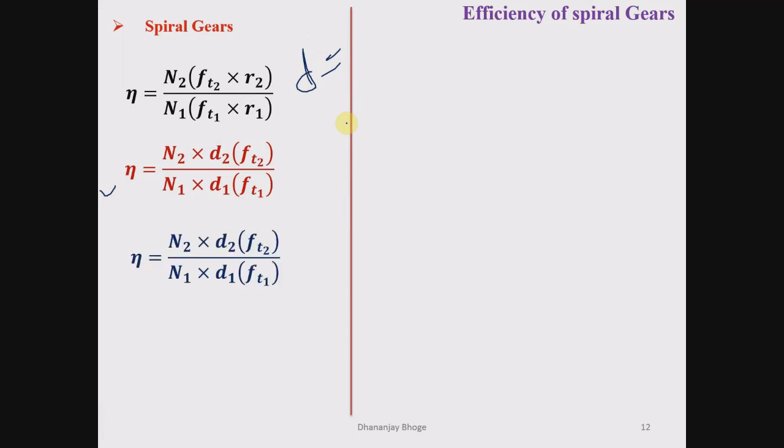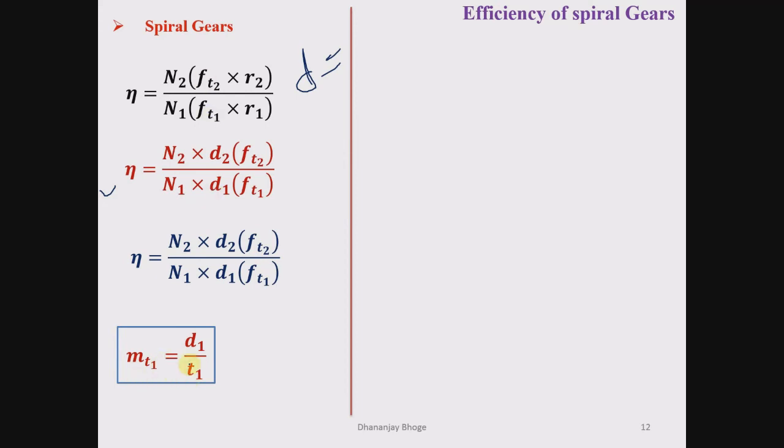Now rewrite this equation. Take R2 outside. Now in place of R2 we can safely write D2, pitch circle diameters. Instead of pitch circle radius we can write pitch circle diameters, because D2 is twice R2 and D1 is twice R1. So write this, efficiency is equals to N2 into D2 and N1 into D1, where D is the pitch circle diameters. Okay, we have this.